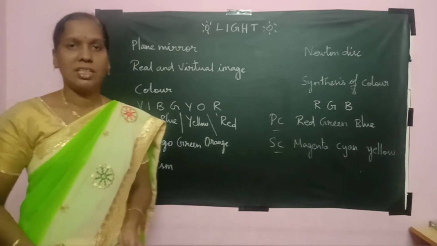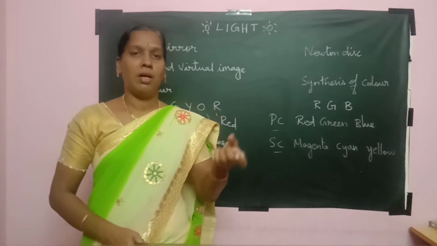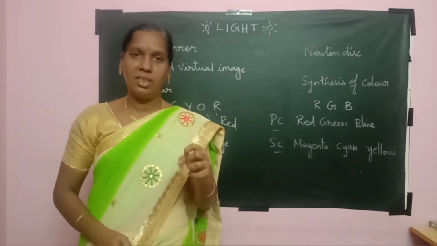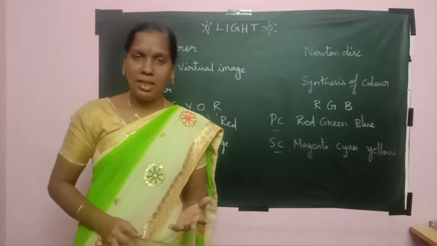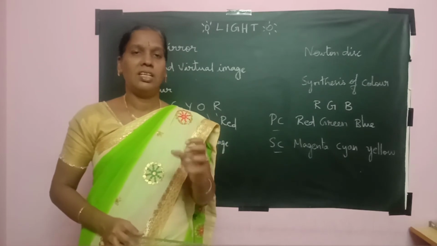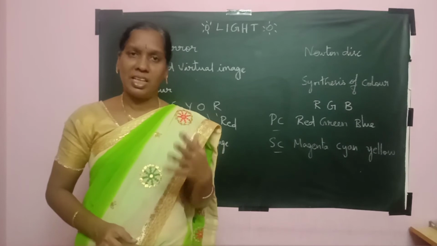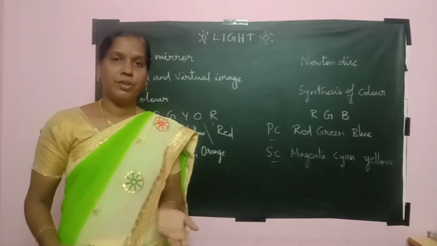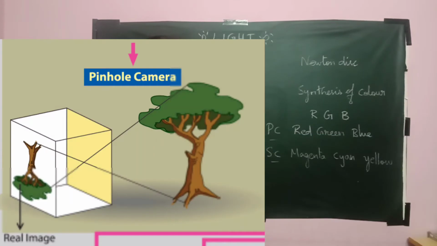Last class we discussed that in the case of the pinhole camera, the image will be formed inverted on the screen. So the images that are obtained on the screen are said to be real images. In the case of a plane mirror, you cannot capture the image on the screen. So the images that cannot be captured on a screen are said to be virtual images. Now we are going to discuss the difference between images formed by the pinhole camera and the plane mirror.